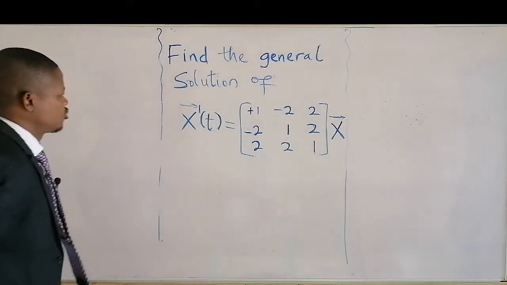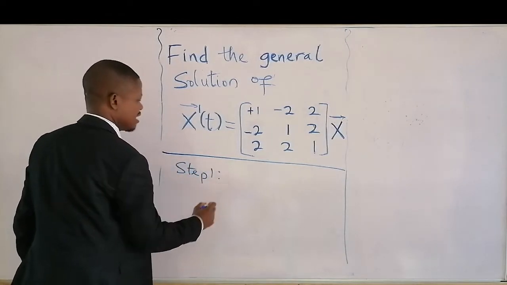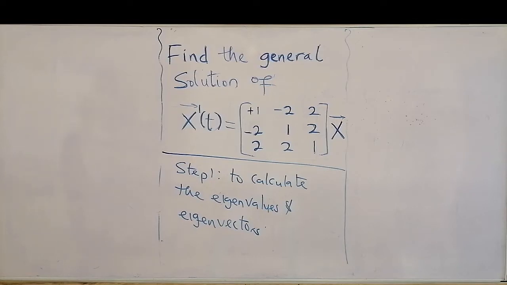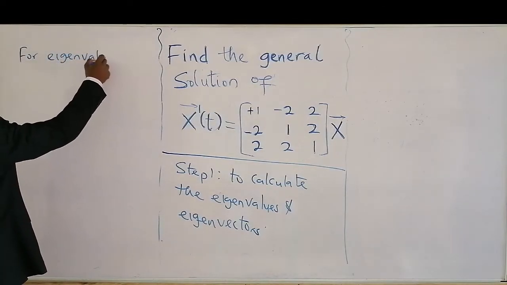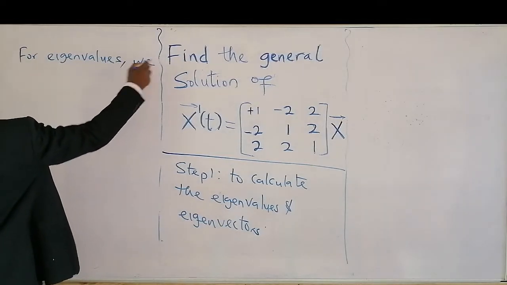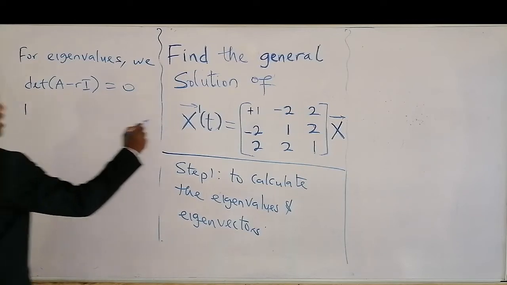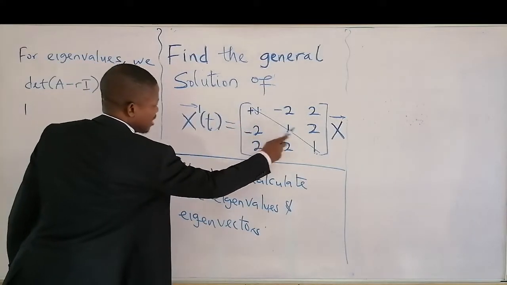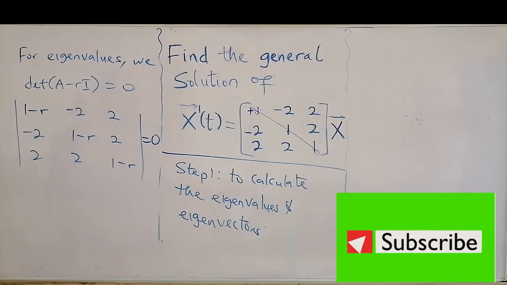The first thing we need to do to solve this system is step one, to calculate the eigenvalues. For eigenvalues, we use determinants. We use this expression: r is subtracted from the main diagonal, minus r, minus r, minus r, and set it equal to 0. So let's solve this to get the eigenvalues.